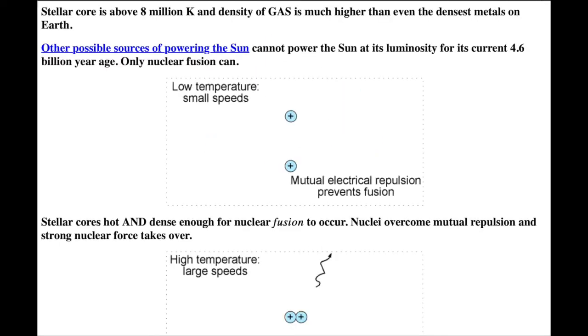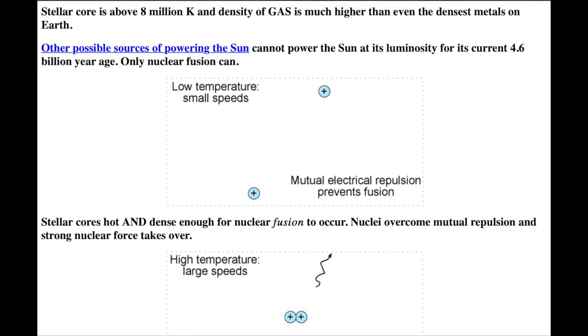Next slide. This slide is about nuclear fusion in stars, which occurs only in their cores. Stellar cores are above 8 million Kelvin, and the density of the gas is much higher than the densest metals on Earth. Even though the gas density is greater than any solid material we have on Earth, the temperature is so extremely high that the core is still a gas.